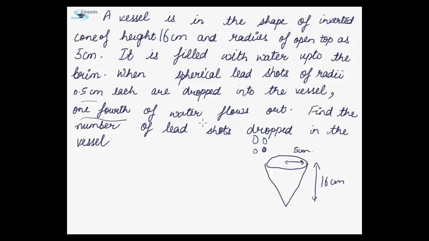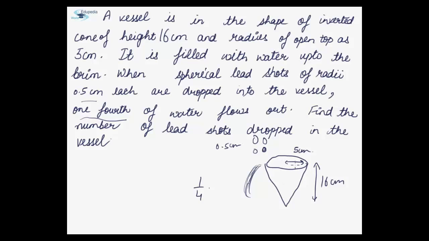1/4 of water flows out. 1/4 of this water has flown out, and radii of this spherical lead shots is 0.5 centimeter. Find the number of lead shots dropped in the vessel. Friends, first of all, let us calculate the volume of the water inside this cone.